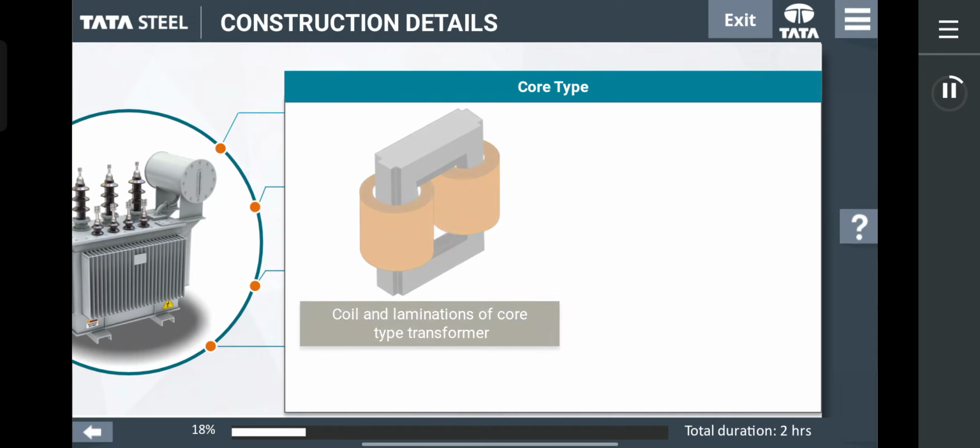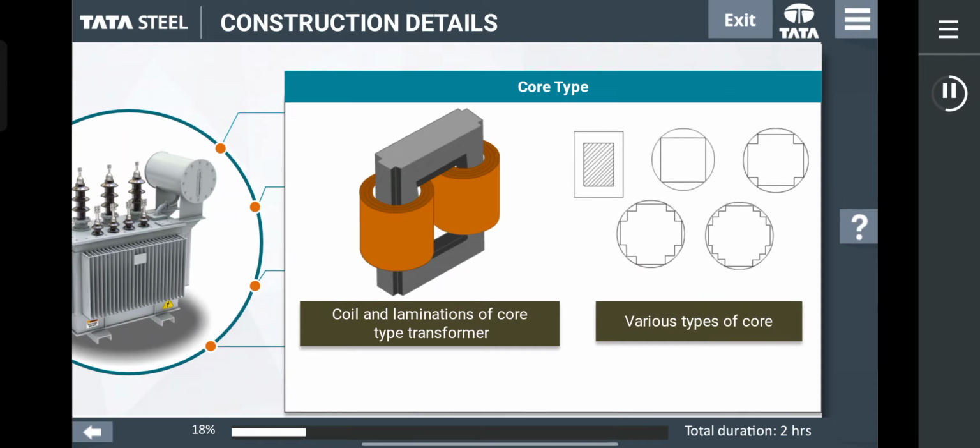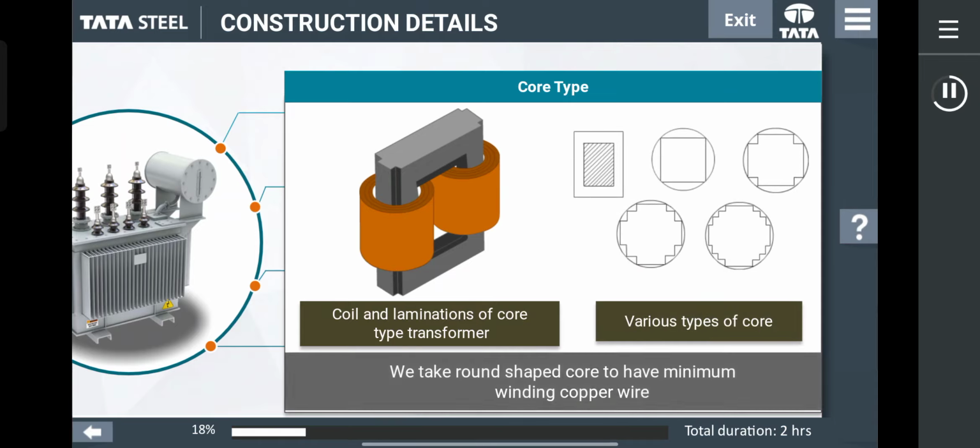This image shows the coil and laminations of core type transformer. And here are the various types of cores. We take round-shaped core to have minimum winding copper wire.